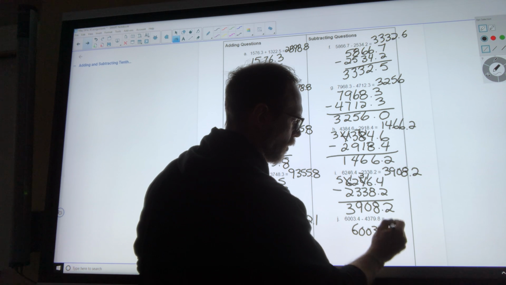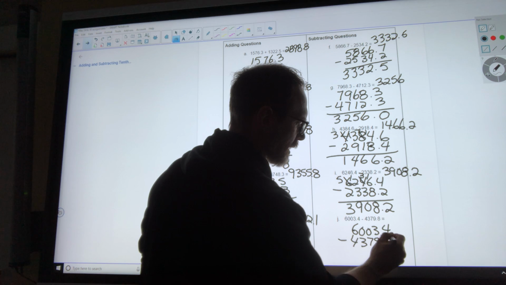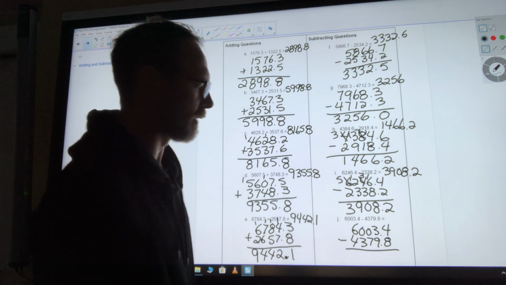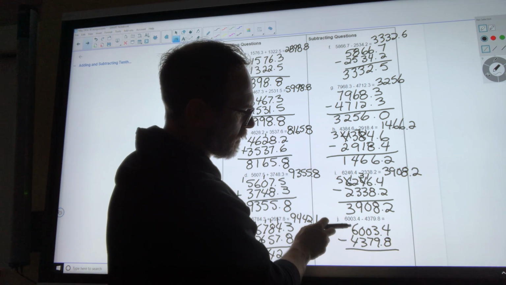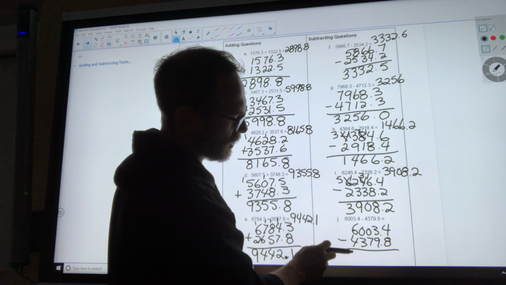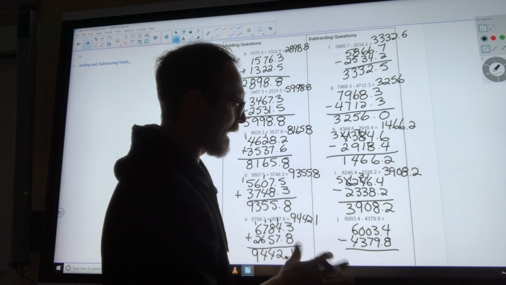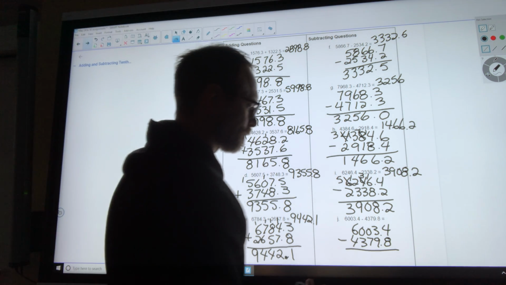6,003 decimal 4 minus 4,379 decimal 8. There's lots of borrowing in this one, and there's some zeros to make a little bit of a complication. Let's start with the tenths here. By the way, my answer is going to be, well, 6,000 minus 4,000 is 2,000, but there's going to be some borrowing here. So it's going to be 1,600 or 700, something like that.